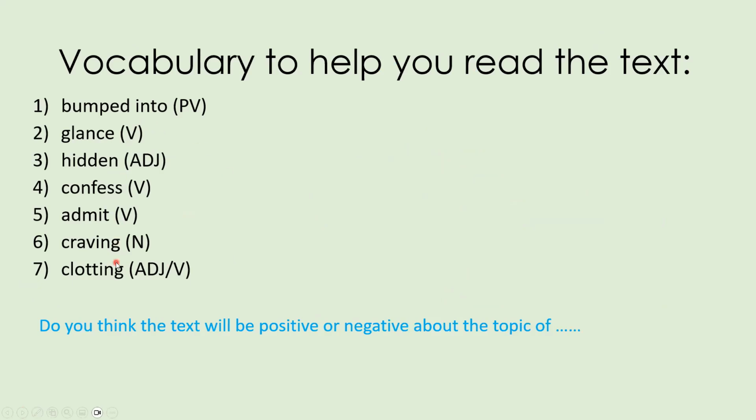So they have now figured out what these words mean if they didn't know them before, and I would think about asking them a prediction question. Do you think the text will be positive or negative about the topic of chocolate? So we have some words here that do actually, craving, confess, hidden. They kind of do hint that it's possibly a slightly negative story. It's not too negative, but when I've done this lesson, they usually kind of get the feeling that there's maybe something that goes wrong or something along those lines.